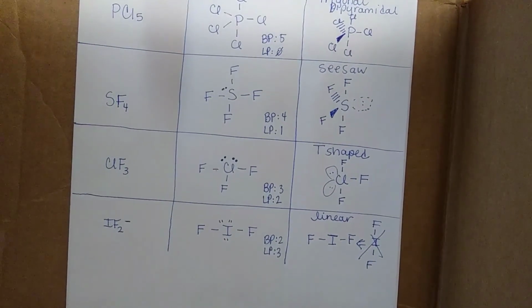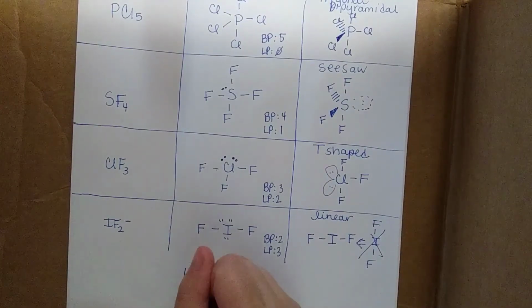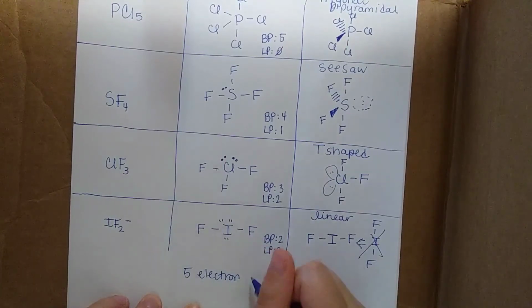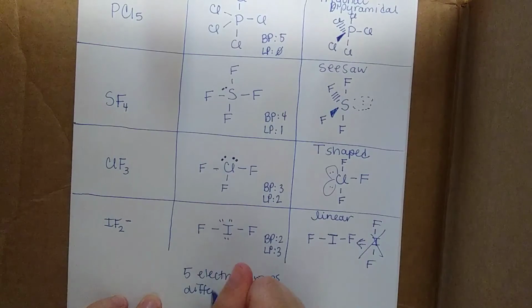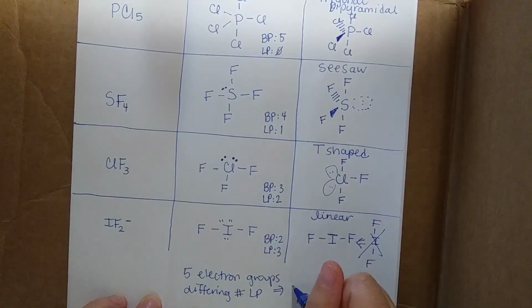So I just want to reiterate that all of these molecules have 5 electron groups, basically, but differing numbers of lone pairs. And that's why we see these different geometries.